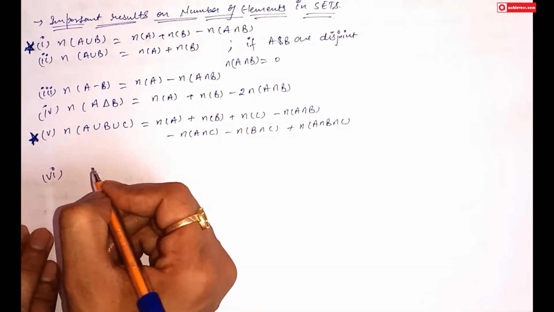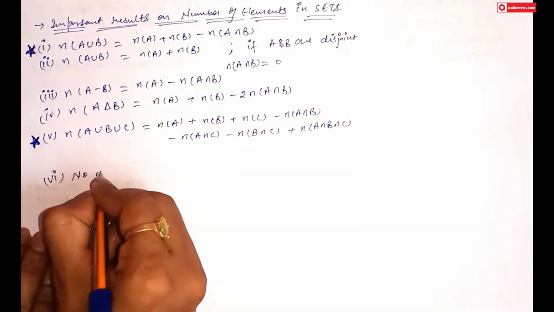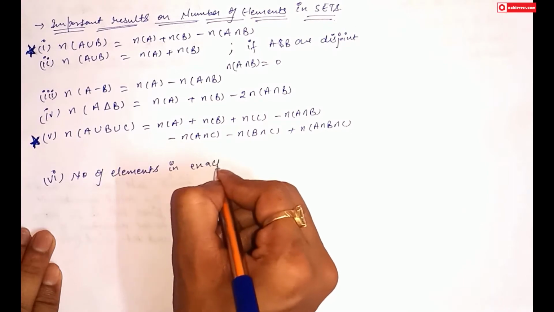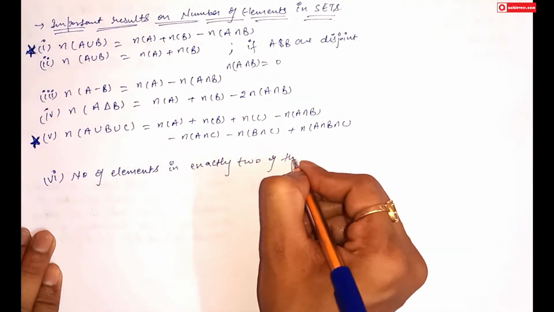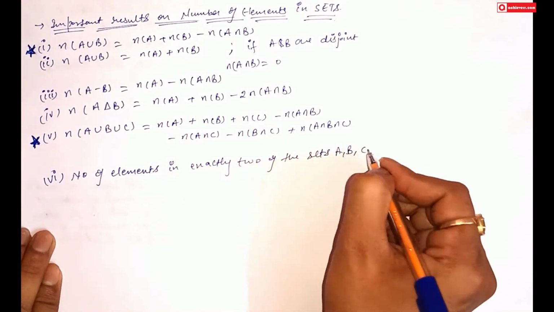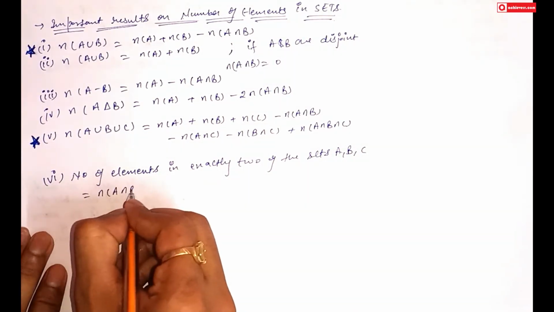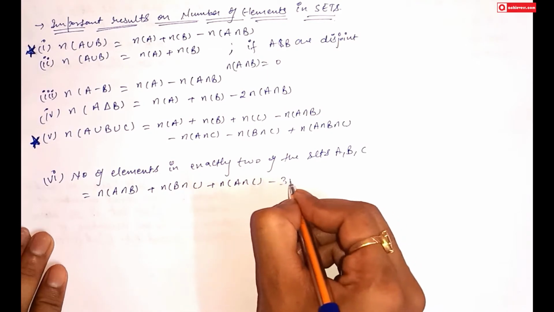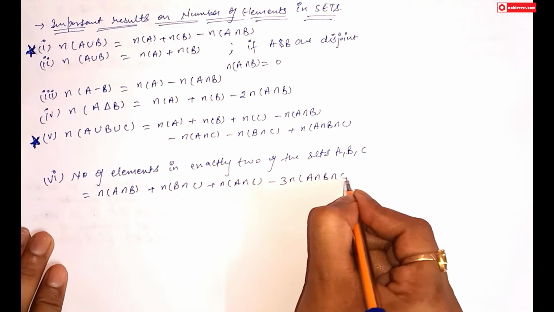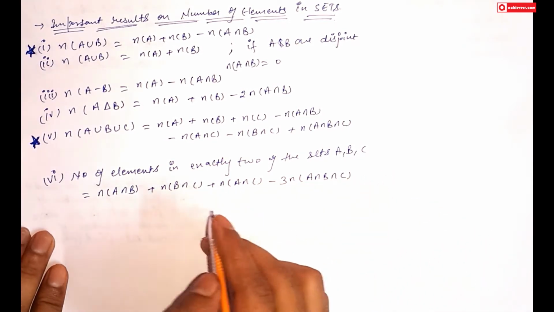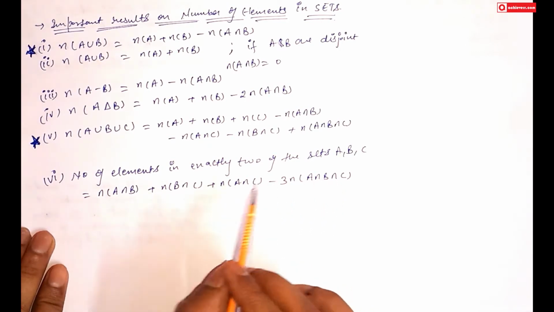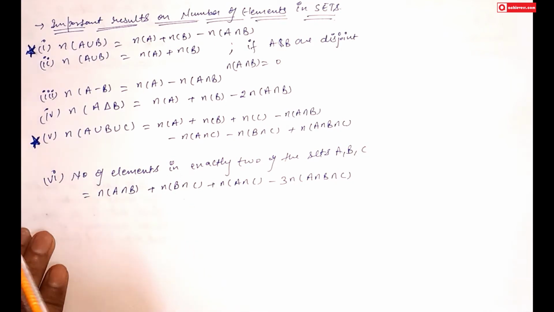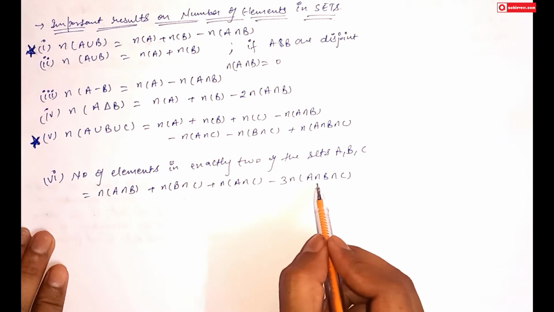Next one is number of elements in exactly two of the sets A, B, C. That is equal to n of A intersection B plus n of B intersection C plus n of A intersection C minus 3 times n of A intersection B intersection C. So if you want to find the total number of elements in exactly two sets, like it should be in A and B only, and should not be included in C. A and B, A and C, and B and C. So you have to subtract the intersection of all the three.